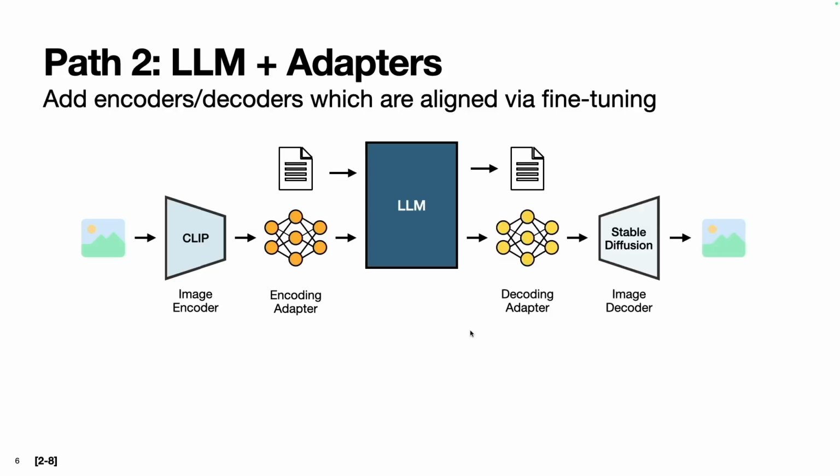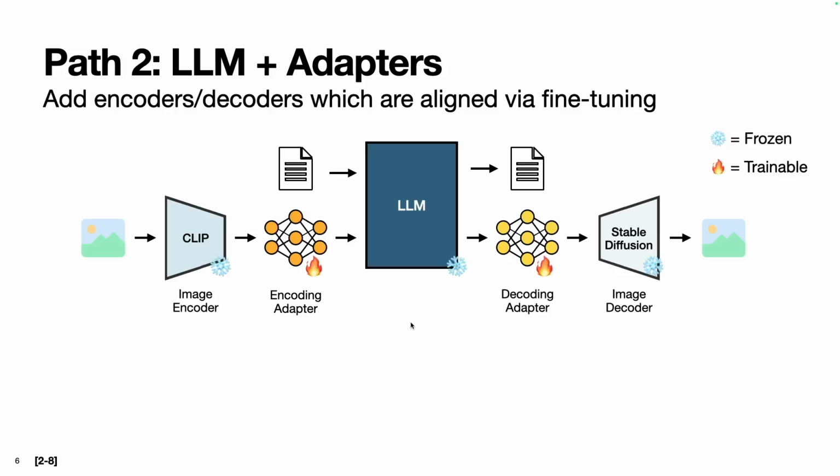Let's say we wanted to generate an image. We can get an image decoder, which translates a dense vector representation into an actual image. This might be a stable diffusion model. And then we'll glue together the vector output of the large language model to the vector input of a stable diffusion model using a decoding adapter.